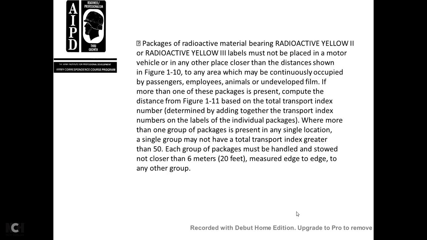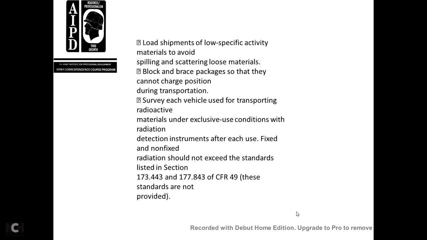Compute the distance from Figure 111 based on the total transportation index number, determined by adding together the transportation index numbers of the labeled individual packages, where more than one group is present within a single location. A single group may not have a total transportation index greater than 50. Each group of packages must be handled so that there is no place closer than 6 meters or 20 feet, measured edge to edge, to any other group.